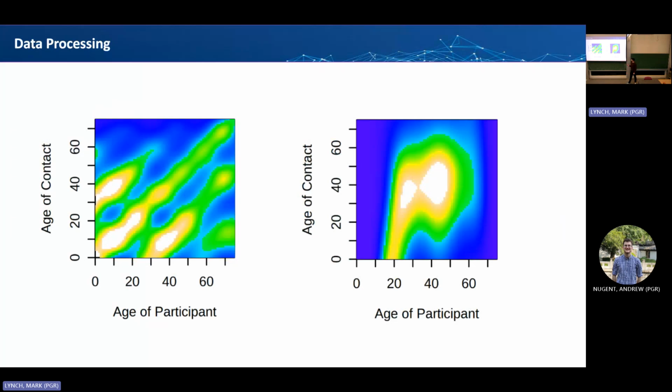In work, it doesn't follow the same thing. You just kind of have a working age blob of people. And here we have some teachers that interact with young people while they're at work.